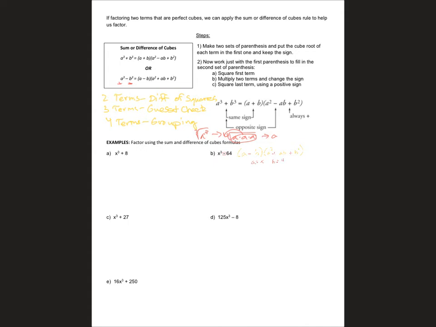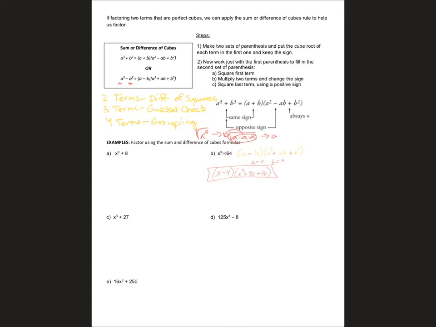Okay, and once I have all that information, it becomes quite easy, correct? All you have to do is plug it in. So x minus 4, and then x squared, a times b is 4x, and then b squared would be 16, okay? So those are your two factors. That is your answer for example B. All right, moving on to C.